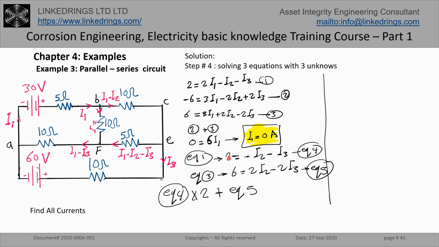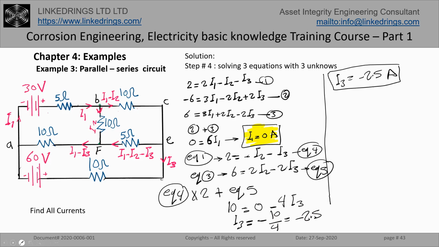So that means 6 plus 2 is 10. So 10 equal to 2I2 minus 2I2 will delete each other, minus 2I3 minus 2I3. So minus 4I3 equal to 10. So I3 equal to minus 10 divided by 4, equal to minus 2.5 amps.